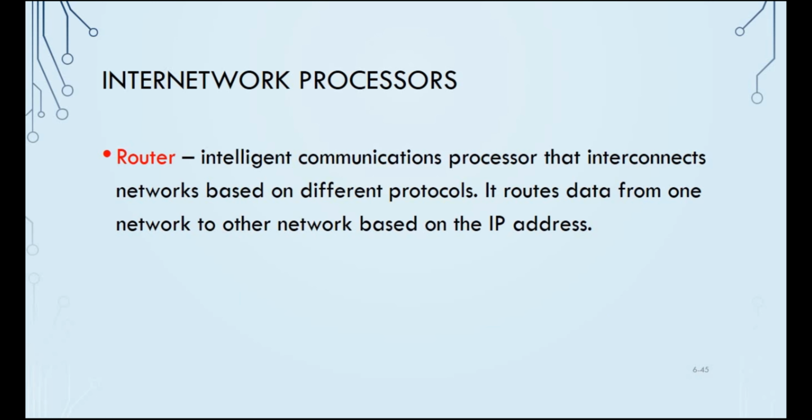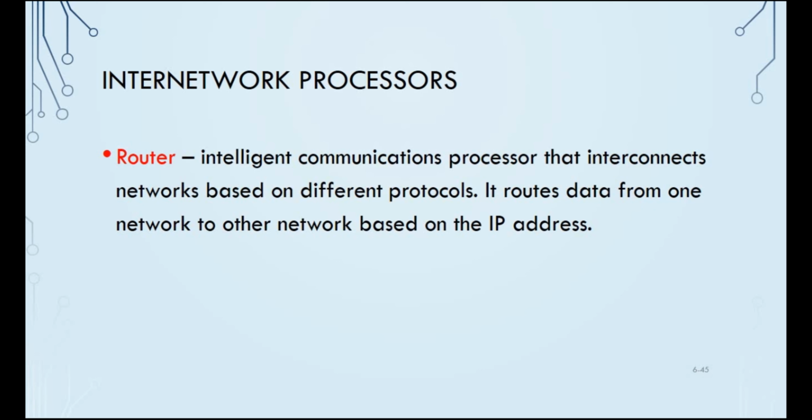Router. It is an intelligent communication processor that interconnects networks based on different protocols. It routes data from one network to another network based on the IP address. So the hub and switches connect only the devices within their network, right? So to communicate outside their network, it needs a router because the router reads the IP address. The router is a device that routes data from one network to another network based on IP address.